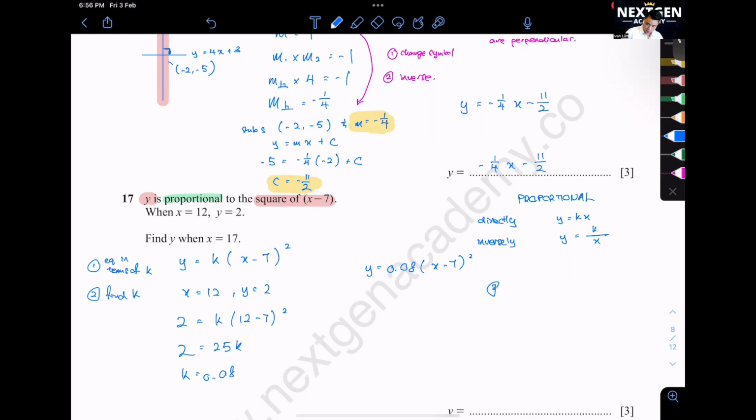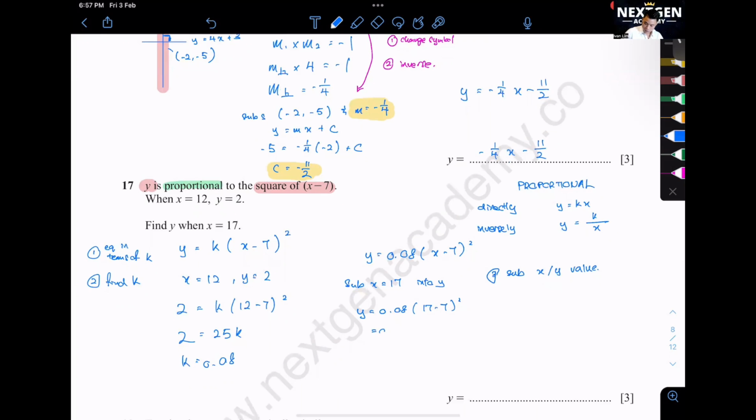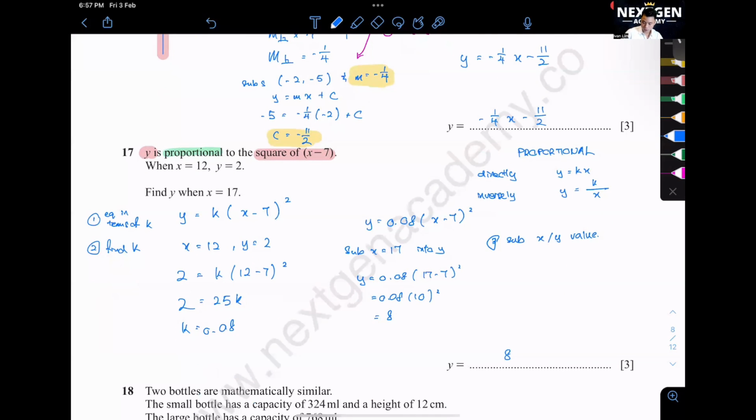Step 3, sub x or y value. The type of question is always the same when they ask you about proportionality. So we sub it in. What's the value when x equals 17? Sub x equals 17 into y. So y equals 0.08(17 minus 7) squared, 0.08 times 10 squared, which equals 8.